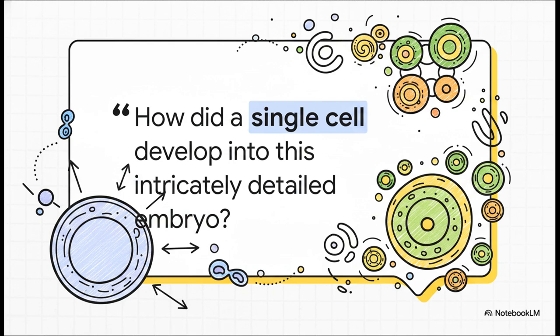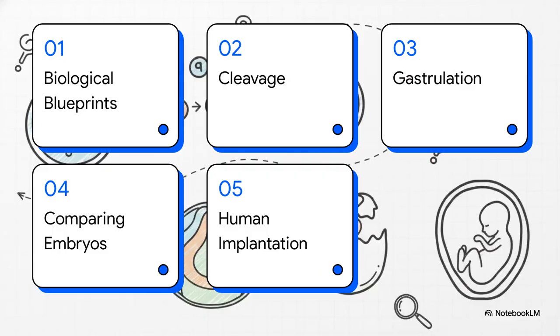Take a second to really think about this question. How did a single cell develop into this intricately detailed embryo? As a developmental biologist, I'll be honest, I never stop marveling at the sheer elegance of life. It's a literal biological miracle that happens every single day, right all around us, and yet it still remains one of the most complex, perfectly orchestrated architectural feats in the known universe. Okay, let's dive into this.